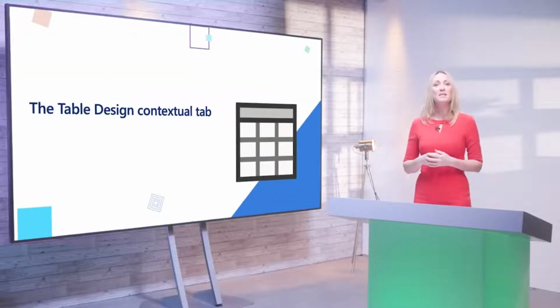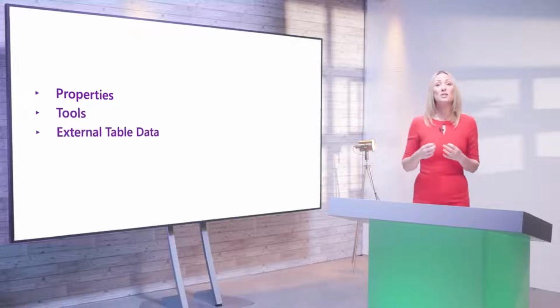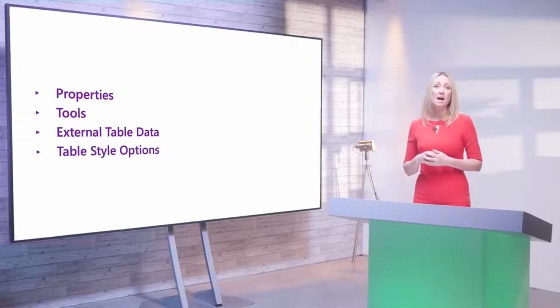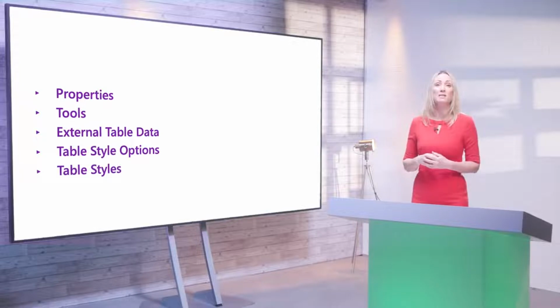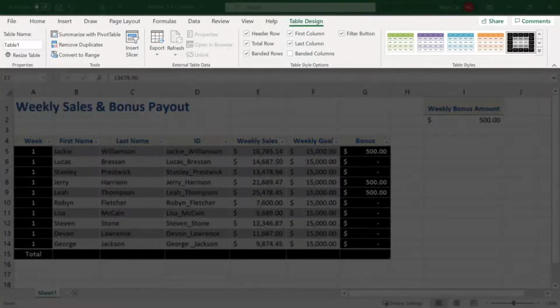Let's start with the Table Design Contextual tab and briefly explore the various groups, commands, and options that they contain. They are the Properties group, the Tools group, the External Table Data group, the Table Style Options group, and the Table Styles group. Now let's explore each one of them. Whenever you're working with a table, the Table Design Contextual tab appears on the ribbon. Using the controls on this tab, you can modify just about any aspect of your table.